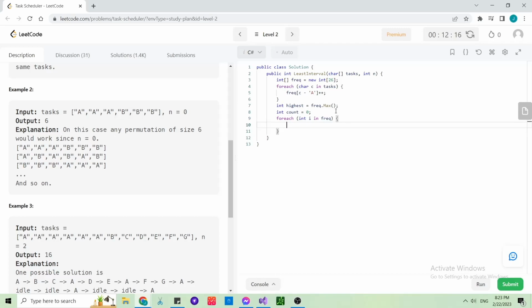And each time we find a frequency that's the same as the highest, we just increase count. Then we will know how many letters have the highest frequency. Okay, now we got those two, highest and count. Now we just need to calculate the minimum number of units of time.